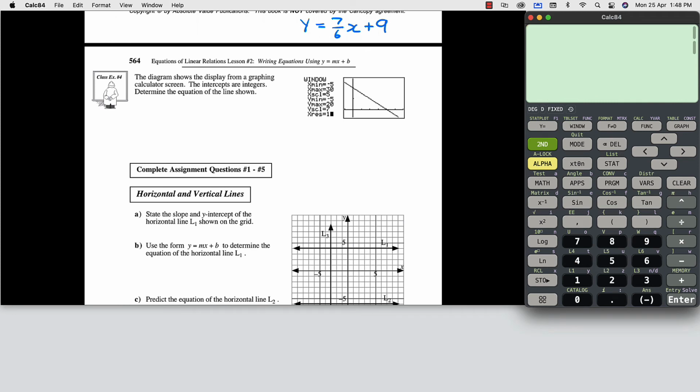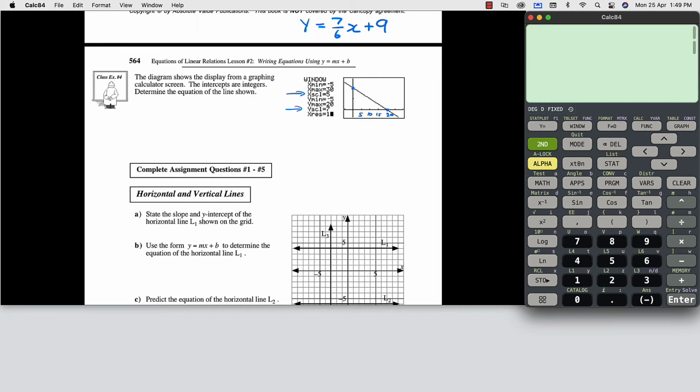Question number 4 says the diagram shows the display for a graphing calculator. The intercepts are the integers, so we can see the points that they're going through. So we've got a point right down there, our x-intercept, and a point right up here that's going to be our y-intercept. So what we need to recognize right here is the scales. Okay, so whatever's on the x, each little line or little dash right there is not going to be a value of 1, it's going to be 5. So this becomes 5, 10, 15, and 20.